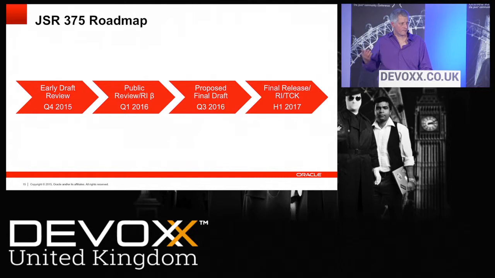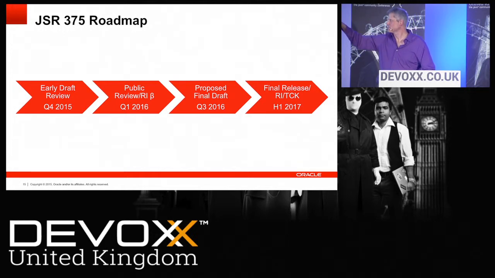Going forward, our first deliverable will be an early draft review, Q4 2015. Generally, JSRs revolve around Java EE releases, so that's going to be, coincidentally, Java EE 8. Our early draft review means our first cut at what the spec will look like. So if you want to really see what we're talking about, you can see it at that cut.